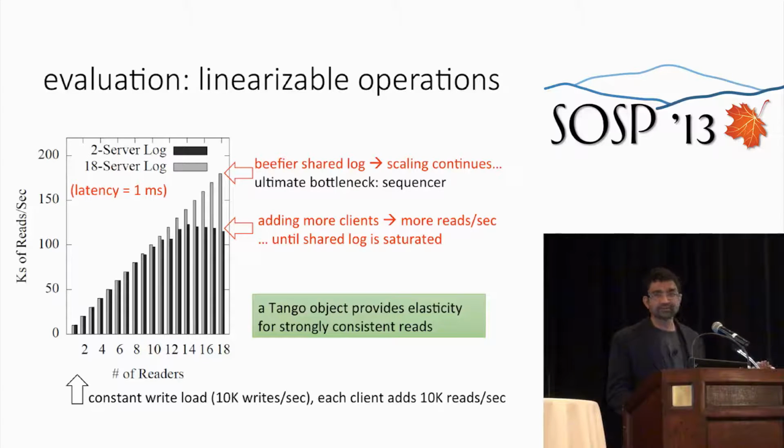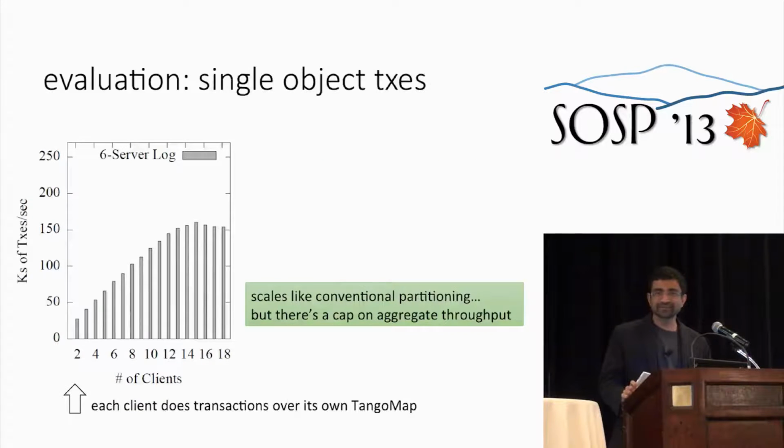So this shows linearizable operation performance. What about transactions? This is a very similar graph. Again, we're adding clients on the x-axis. But here we're doing read-write transactions. Each client is doing a read-write transaction on a Tango map, reading 3 keys and writing 3 keys. And here you can see, again, it's a very similar kind of graph. More clients is more throughput. At some point, the shared log is saturated.